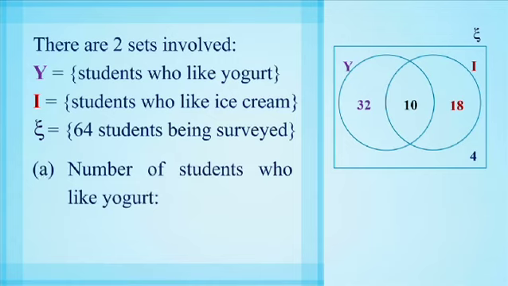Part A. We have to find the number of students who like yogurt. From the Venn diagram, we see that the set Y contains two cardinal numbers, that is 32 and 10. These cardinal numbers inside the set Y represent the number of students who like yogurt. Therefore, the number of elements in the set Y is 32 plus 10, which is equal to 42.